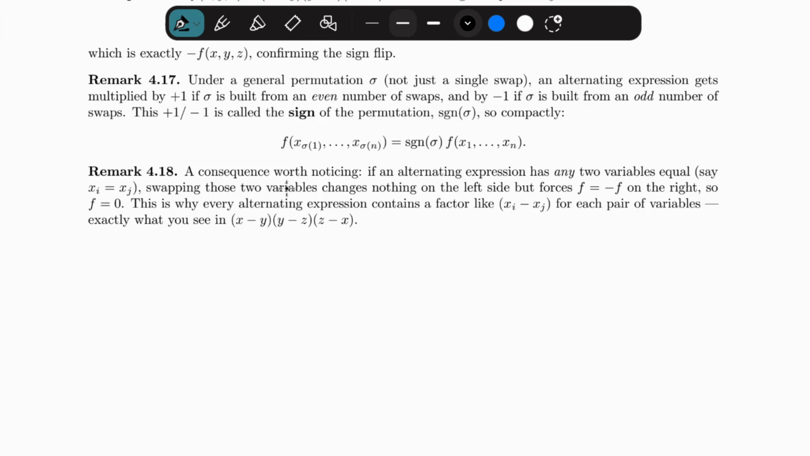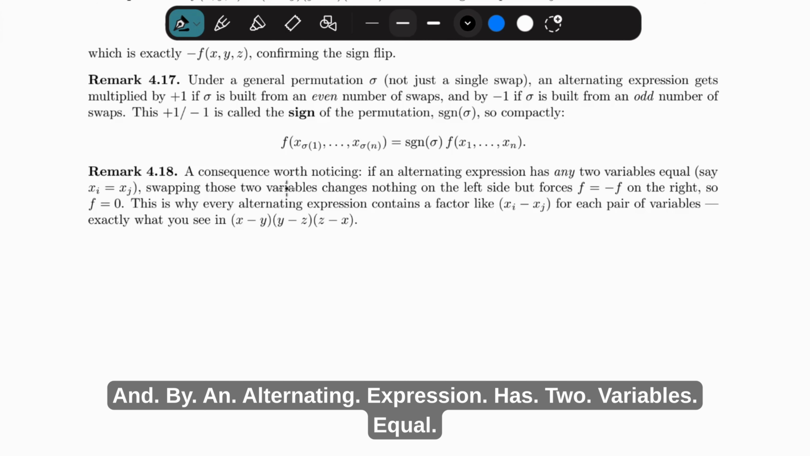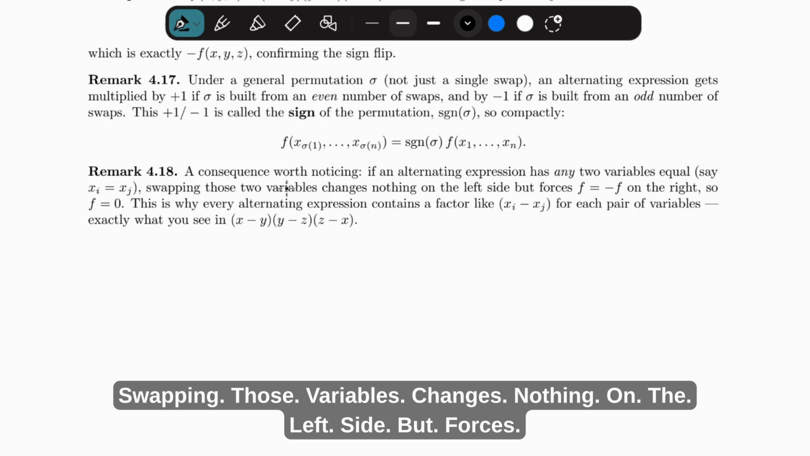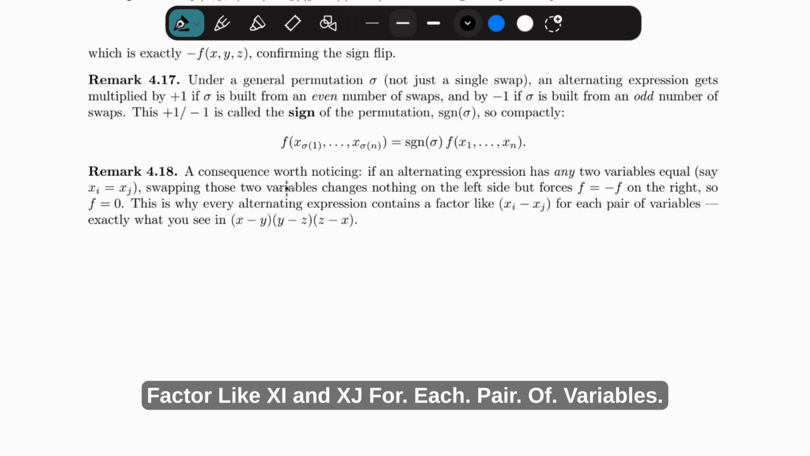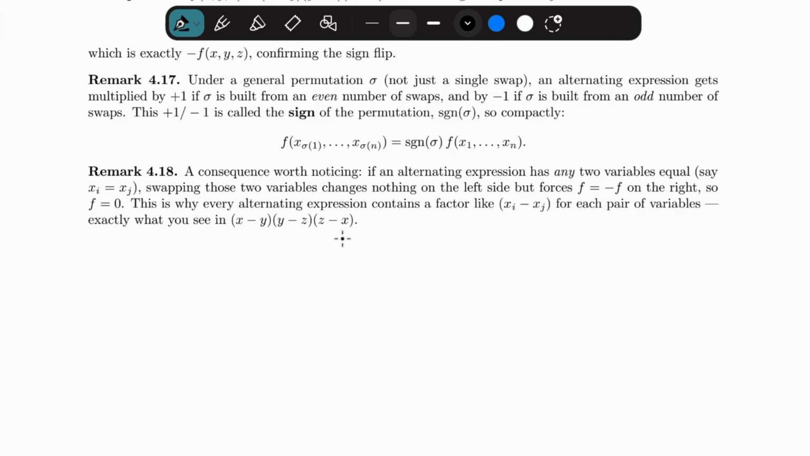A consequence worth noticing: if an alternating expression has two variables equal, swapping those variables changes nothing on the left side but forces minus f on the right, so f is equal to 0. This is why every alternating expression contains a factor like xi minus xj for each pair of variables, exactly what you see in x minus y, y minus z, z minus x in this term.